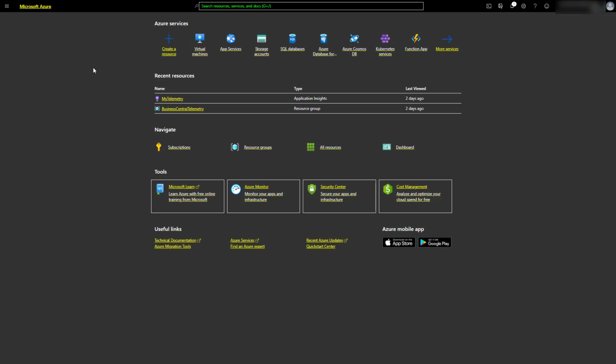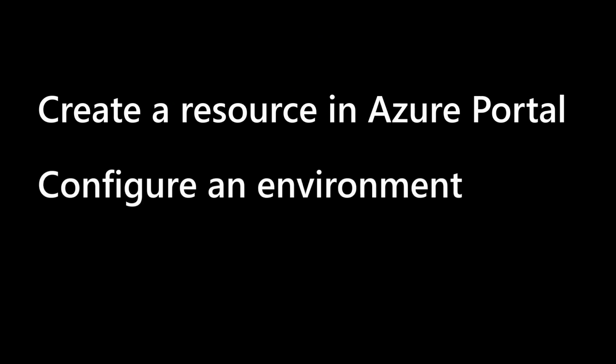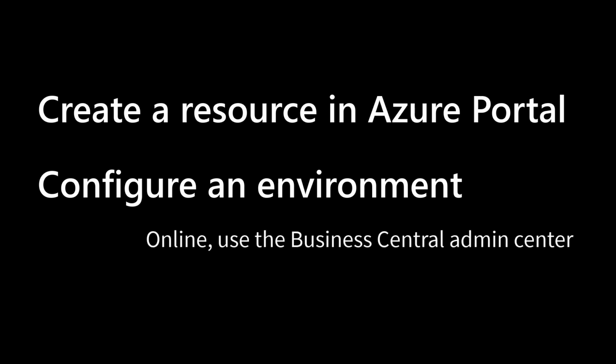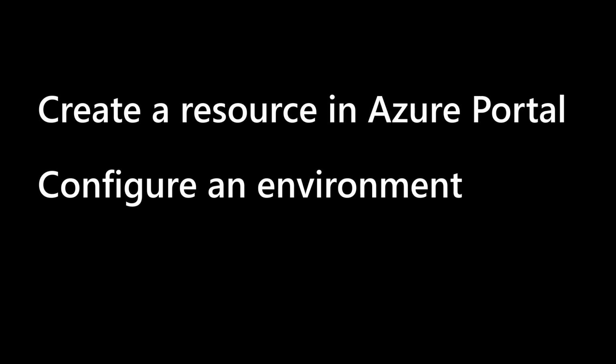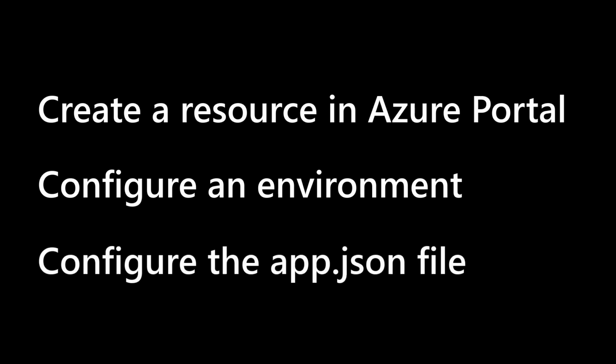This video shows how to enable Business Central to emit telemetry data to an Azure Application Insights resource. We'll create an Application Insights resource in the Azure portal. Configure Business Central environments for emitting telemetry. For Business Central Online, we'll use the Tenant Admin Center. For on-premises, we'll use PowerShell cmdlets. Finally, we'll configure our Business Central app in the app.json manifest file.